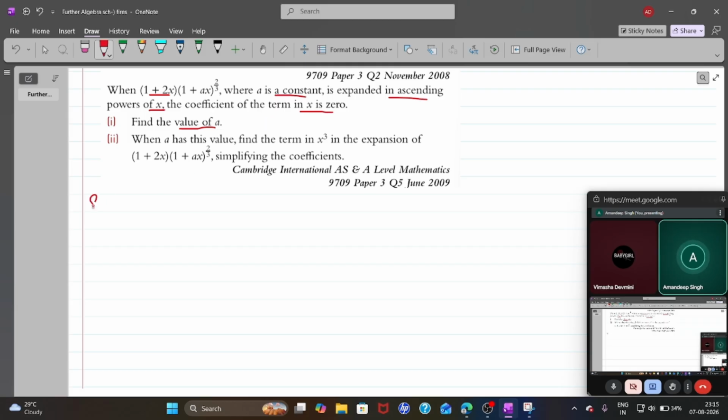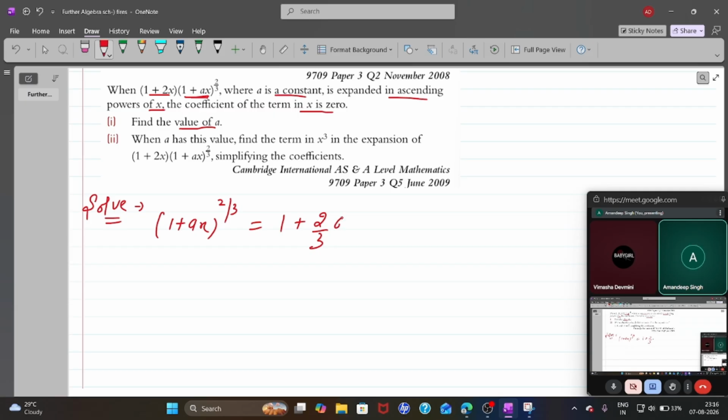So now the target is we have to find the coefficient of x. As we have learned in AS level as well, we have to keep this term as it is, and we have to expand 1 plus ax to the power 2 by 3 first, right? If we apply the formula, because we have to expand it up to x, it is 1 plus 2 by 3, because it is nx, no?